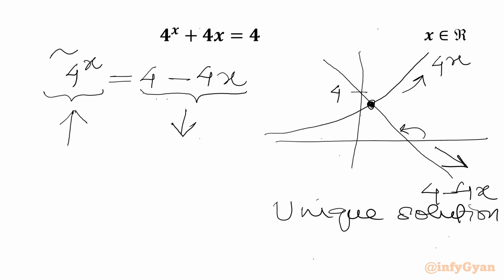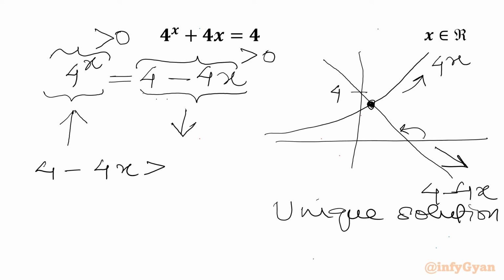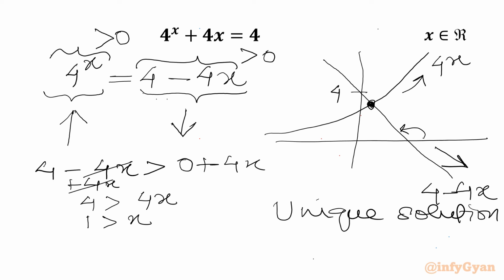Now, LHS is always greater than 0. So, RHS must be greater than 0. So, I can generate one condition on x. 4 minus 4x should be greater than 0. Add 4x to both sides. So, plus and minus 4x will be cancelled out. I can write 4 should be greater than 4x or 1 should be greater than x. So, our condition is x should be less than 1.